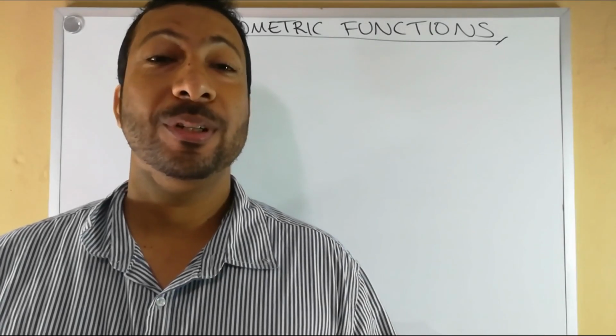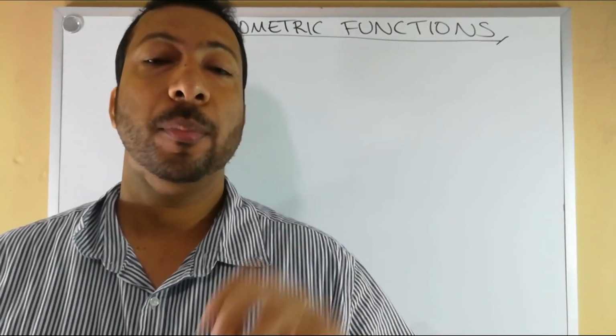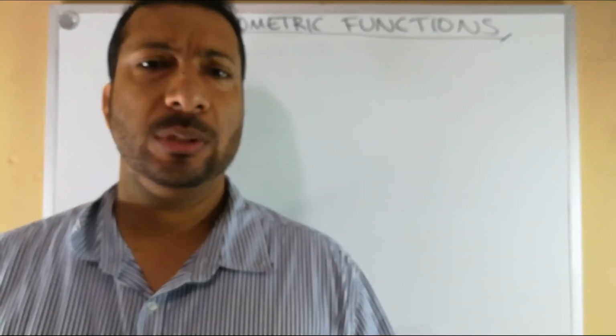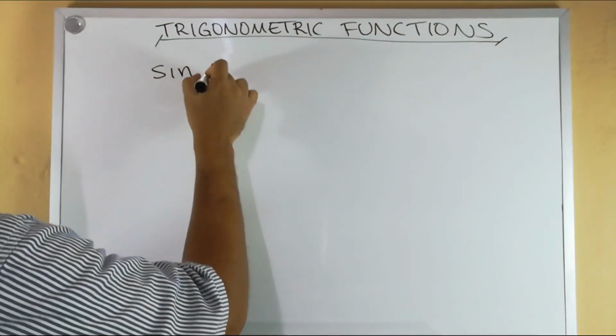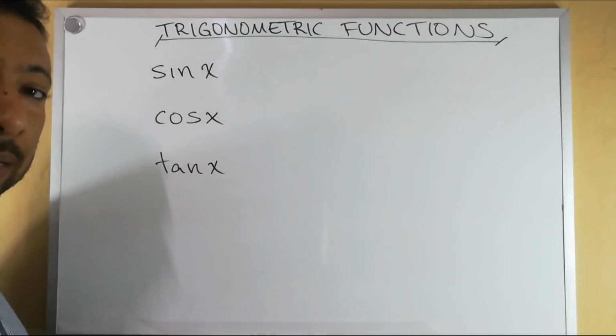Now we'll be learning about the 6 trigonometric functions. Currently, you may only know about 3 of them, but there are actually 6. What are those 6? So these are the 3 that you know about: sine, cosine, and tangent.